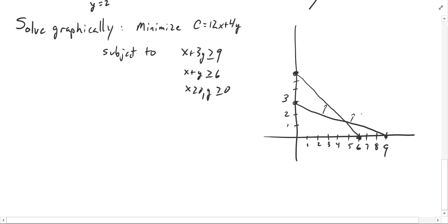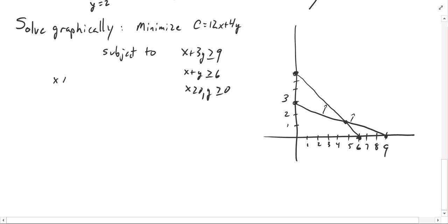And the 2 lines, it looks like they're intersecting here at 5, 1 is my general guess for that. I know that 5 plus 1 is equal to 6, and 5 plus 3 times 1 is not 9. So they're not intersecting at 5, 1. Let me actually solve it.